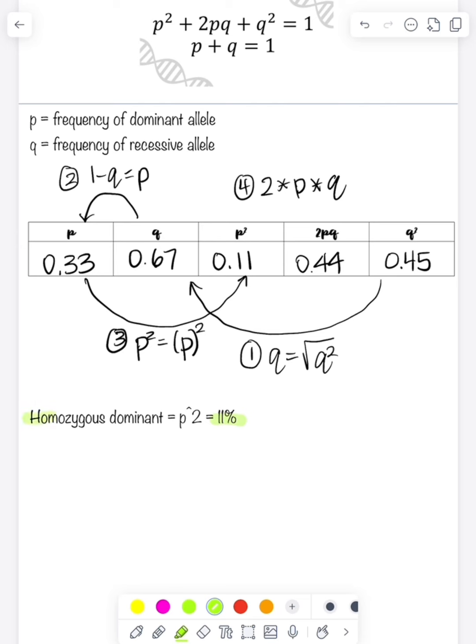So let's highlight those so we can see what our answer is. We're going to scroll it up so that you can see the whole problem.